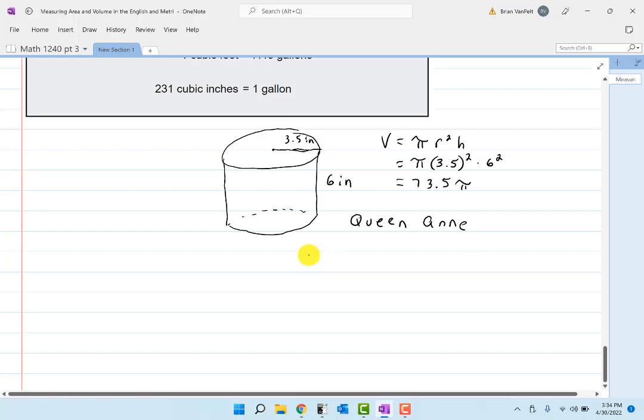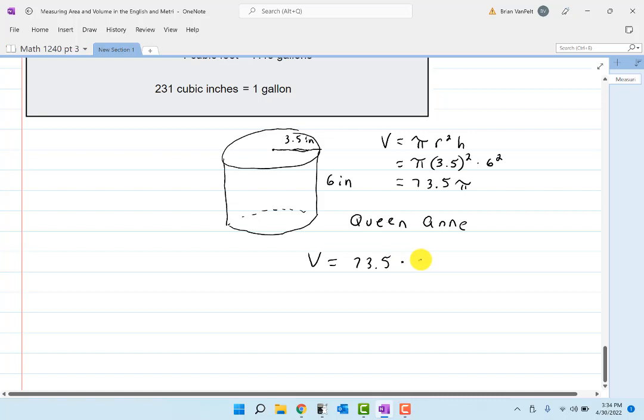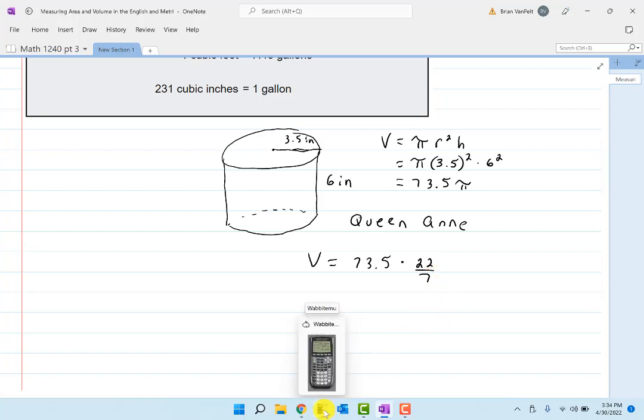The volume was able to be done this way. The 73.5 was fine, but pi wasn't. Pi is the thing that has an infinite decimal. So what they did is they used an approximation for it. 22 divided by 7. This was a well-known approximation. It had been known since Archimedes' time. Anyways, look what happens when I do the multiplication now.